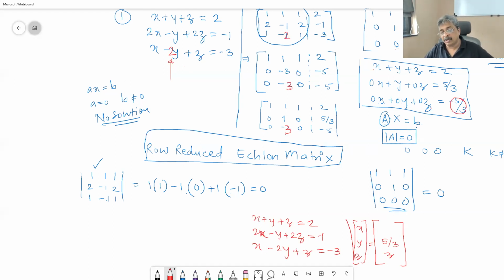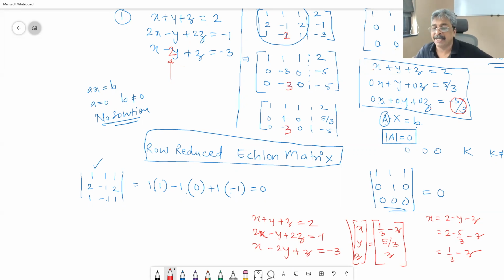You can take z is equal to z. That means any value of z which is a real number. Your y value is 5 by 3. Can you tell me x value? Yes, x is equal to 2 minus y minus z, and 2 minus 5 by 3 minus z, which is 1 by 3 minus z. X value will be 1 by 3 minus z, y value will be 5 by 3, and z value any z value.